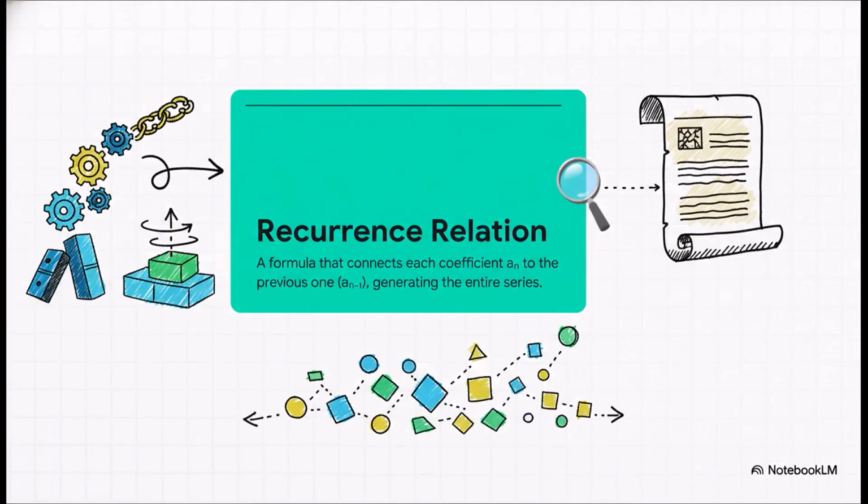Then, step 2 gives us the recurrence relation. Now, this is the recipe we were talking about. It's a formula that basically says, hey, if you want to find any coefficient in the series, just take the one right before it and do this quick calculation. It sets off a chain reaction that just builds the entire infinite solution for us, piece by piece.